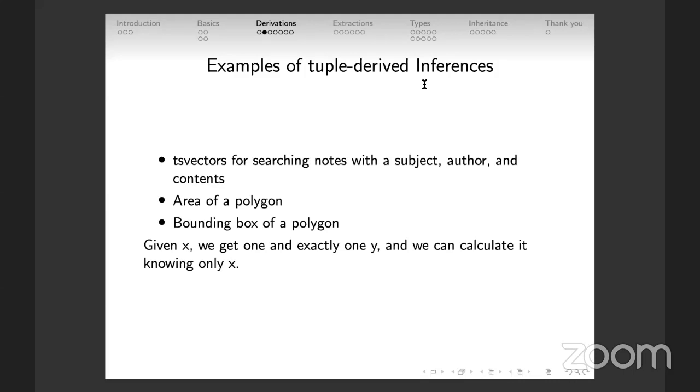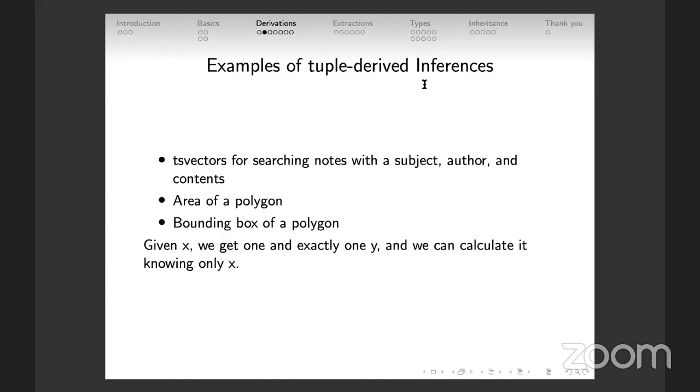And so that allows us to index queries, and that can make a really big difference when we need to do something like determine, for example, what precinct a particular address falls in or something like that. The really important point here is that given one X, we get exactly one Y, and we can calculate it knowing only X. So given a polygon, we get exactly one area.